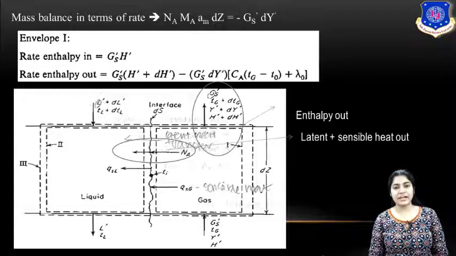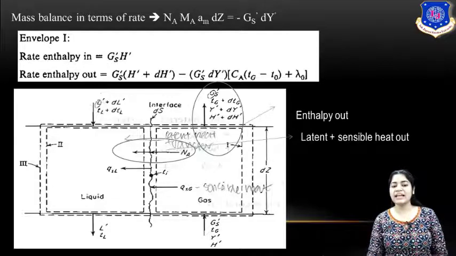From the bottom in envelope 1 you can see that GS' is the flow rate of your gas at which it is entering. The outlet streams you can see are NA and another one is H' plus dH'. Those two on which your blue circle is there are the exiting streams, and the inlet stream is in the bottom. So the rate of enthalpy in is GS' into H', whereas the outlet is GS' into H' plus dH'. Of course, as liquid has been transformed into gas, the enthalpy will increase here.